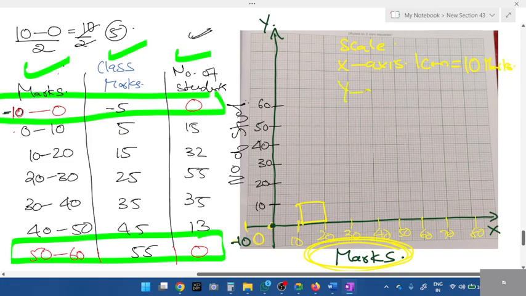Now you all tell me y-axis. 1 centimeter is one box. One box, what have we taken? What's the 10? Very good. Exactly, 10 students. Understood till here?